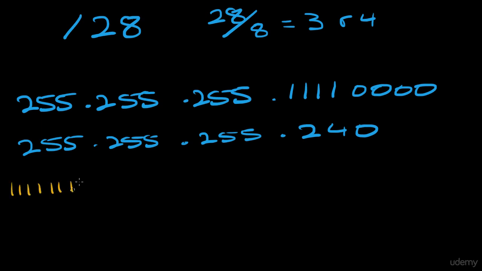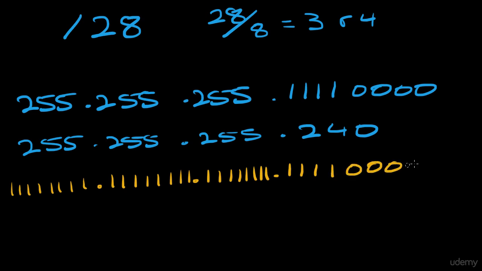The other way we could have done this is simply write out 28 ones, which would be 1, 2, 3, 4, 5, 6, 7, 8, 9, 10, 11, 12, 13, 14, 15, 16, 17, 18, 19, 20, 21, 22, 23, 24, 25, 26, 27, 28. And the rest are zeros. And this is 255.255.255.240.